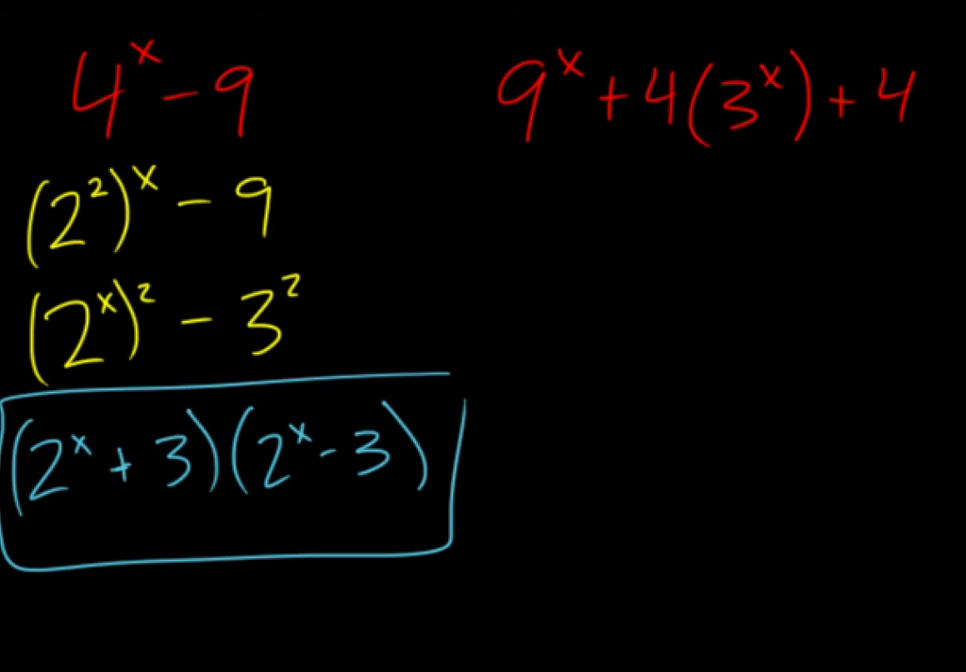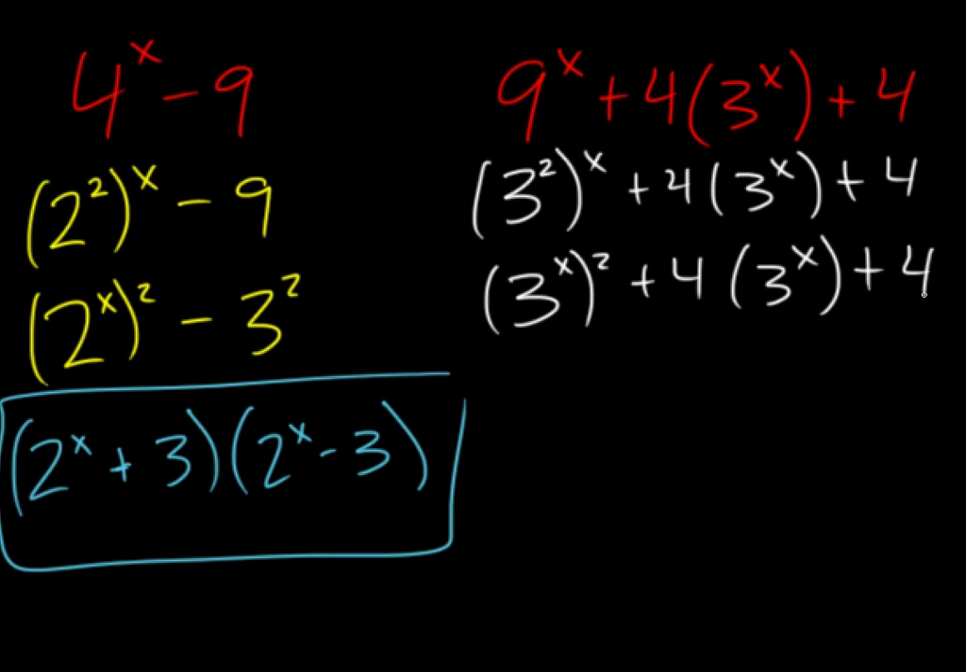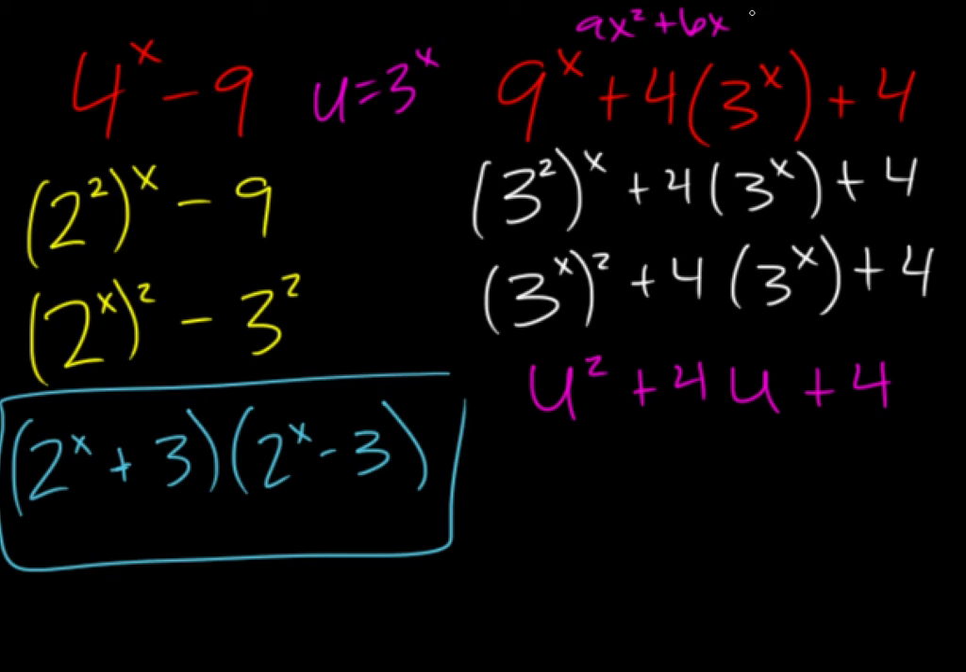This one we're going to start off kind of similar. We're going to think of this like 3 squared to the x. We're going to swap places. Okay, now I'm going to say that u is equal to 3 to the x and replace that. And when we do that, we can see that this follows ax squared plus bx plus c. So it follows a quadratic pattern.